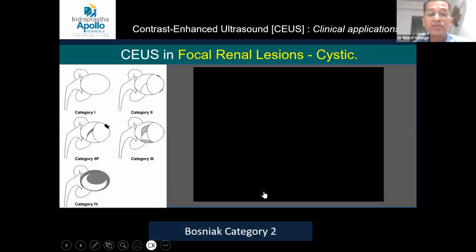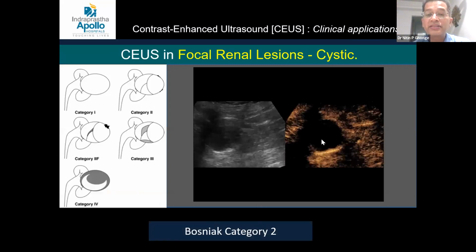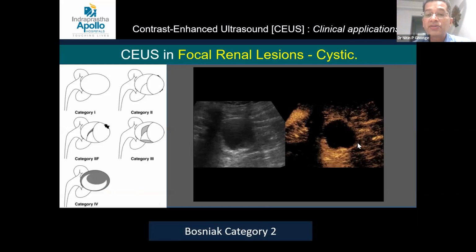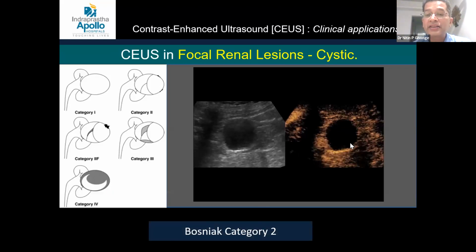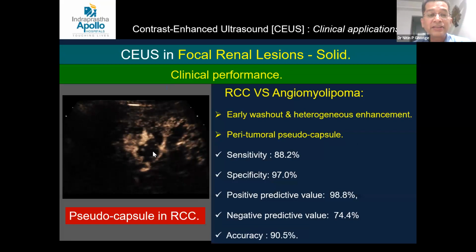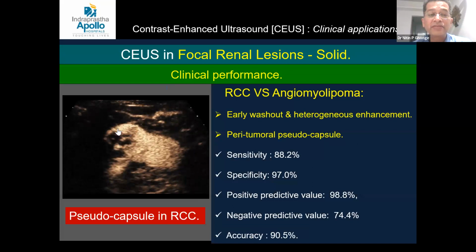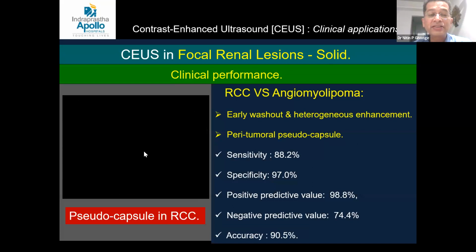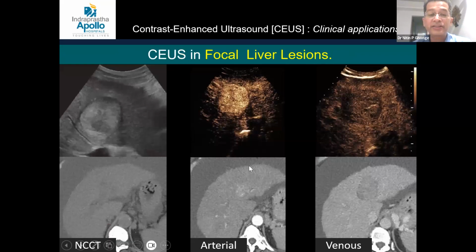Like this is an example of a Bosniak category 2 lesion where you can see this is a cystic lesion and the contrast is given and you don't see any enhancing component in the lesion. This is another example where you can see the pseudocapsule in a RCC over time and we can see the peripheral enhancement of the lesion with contrast without any nephrotoxic effect.